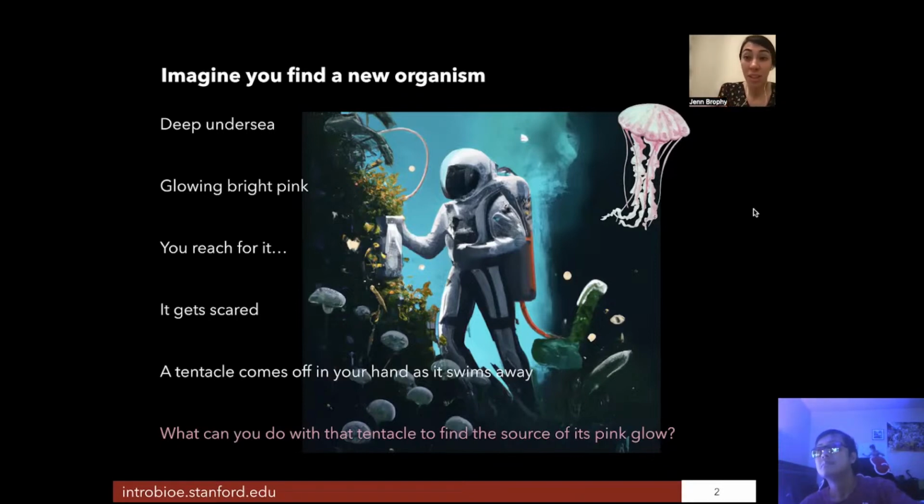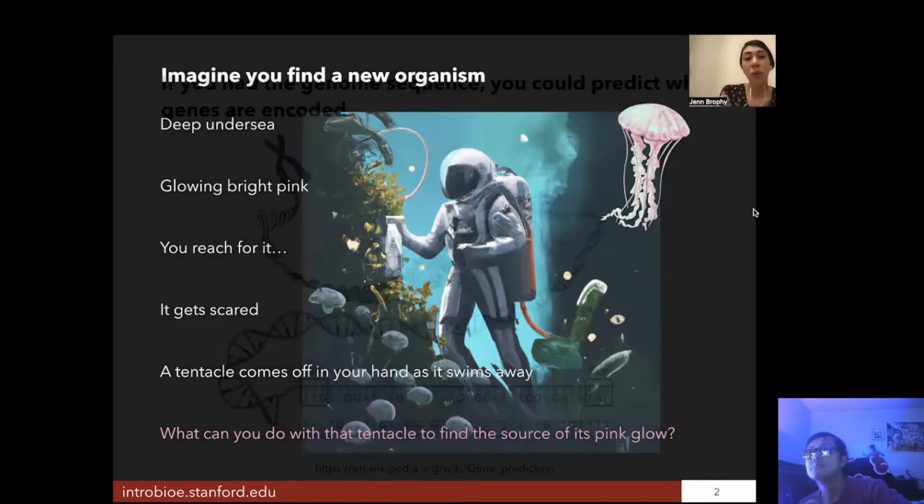You want to know more about this organism. You want to know whether that glow could be useful for something else. So, my question to you is what can you do with that tentacle to find the source of the pink glow? Is there any information in that tentacle that you can get at in order to figure out how this deep sea creature was glowing and whether or not you can engineer that same feature into other organisms?